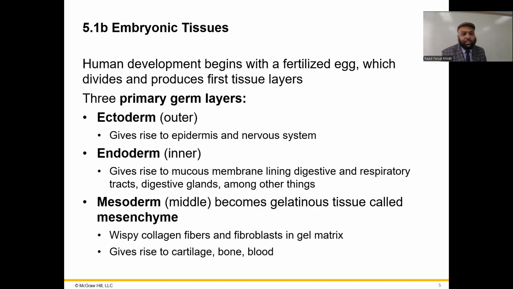The endoderm is the inner layer, and it gives rise to the mucous membrane lining the digestive system and the respiratory tract and the digestive glands, among other things. The mesoderm is the middle layer. It becomes a gelatinous tissue that is called the mesenchyme. These are wispy collagen fibers and fibroblasts in the gel matrix, and they give rise to cartilage, bone, and blood.